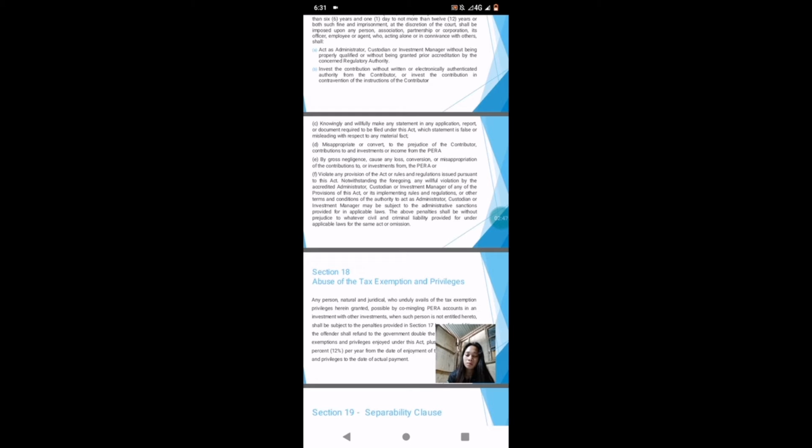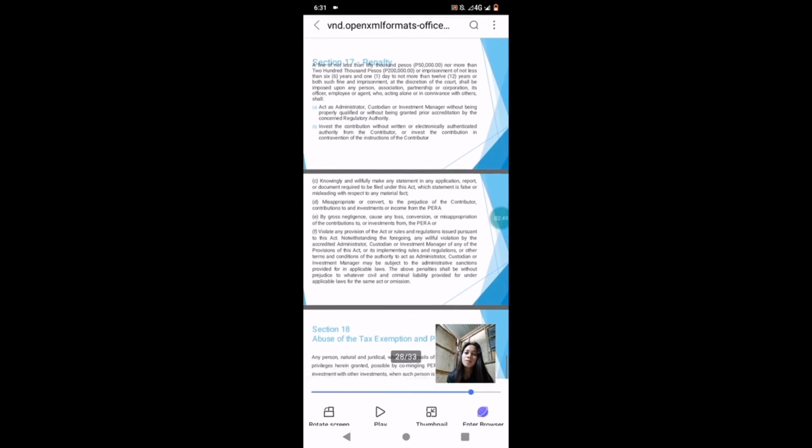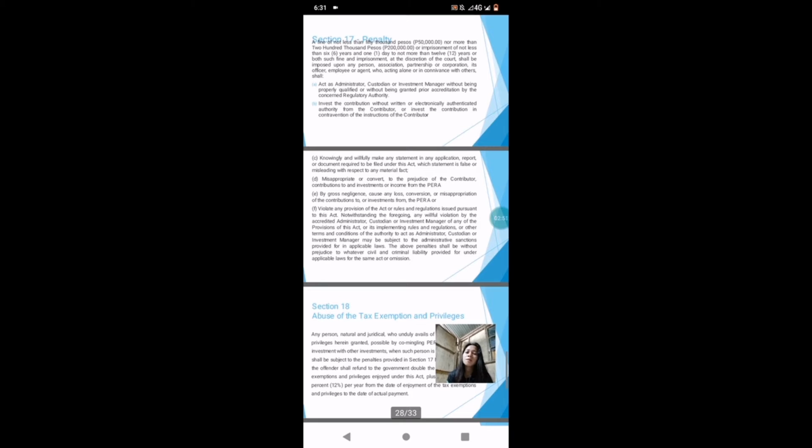So under this Section 17 penalty, there are two penalties that are given. First is the money, which is not less than 50,000 pesos nor more than 200,000 pesos, or imprisonment of not less than 6 years and 1 day.